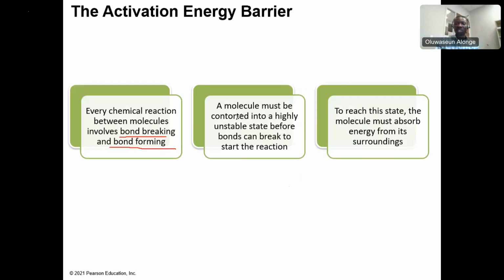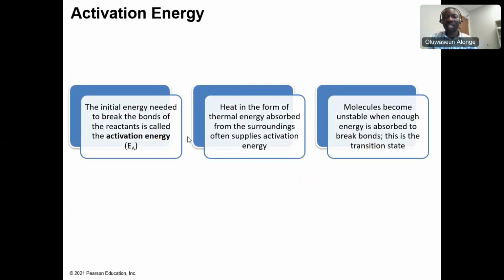A molecule must be contorted into a highly unstable state, which relates to what we call entropy, and I talked about that in part 1, before bonds can break to start a reaction. To reach this stage, the molecule must absorb energy. This is what we call activation energy. Before you can buy your Crocs, you must save a lot of money. That is what we call activation energy. The initial energy needed to break the bond of a reaction is called activation energy. You see that? So the activation energy is the energy required to break the bond.